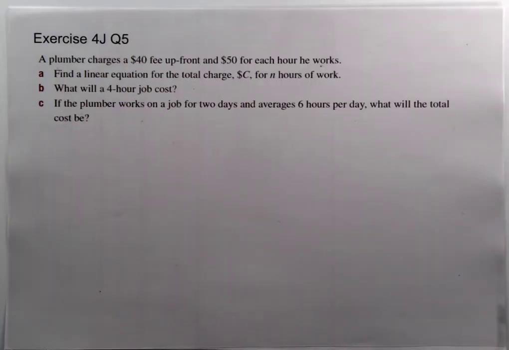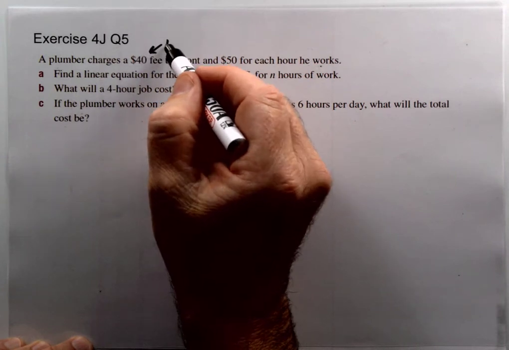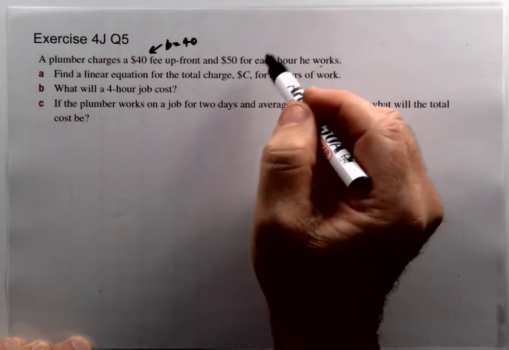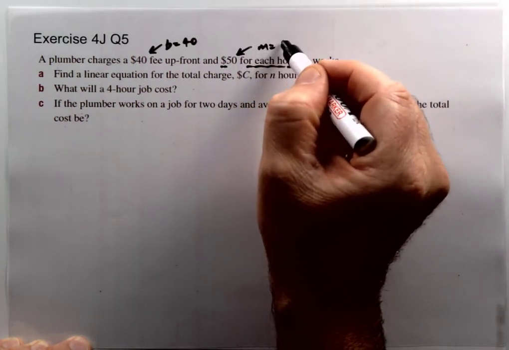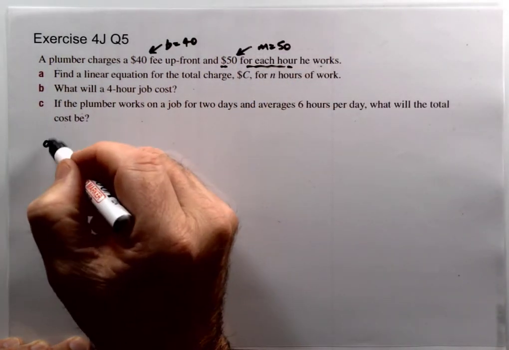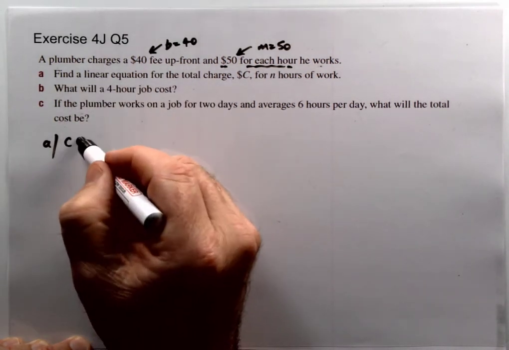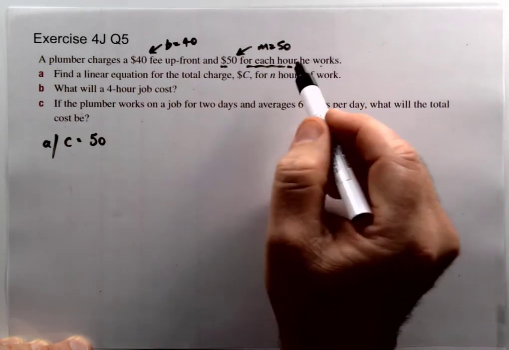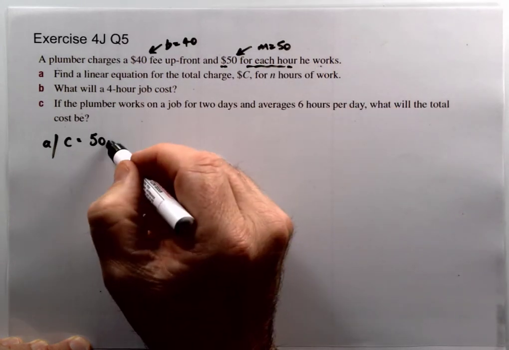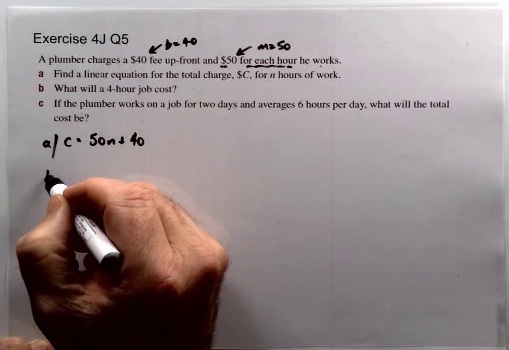Okay, a plumber charges a $40 fee up front and $50 for each hour he works. So again, we've got a fixed fee, which will give us the value for B. We've got a rate, which is dollars per hour. So that's going to give us our gradient there. Okay, so we need to find a linear equation for the total charge, C, for n hours of work. So it's going to be the gradient times n. Technically the n is called the independent variable. Then we need to add that initial amount.